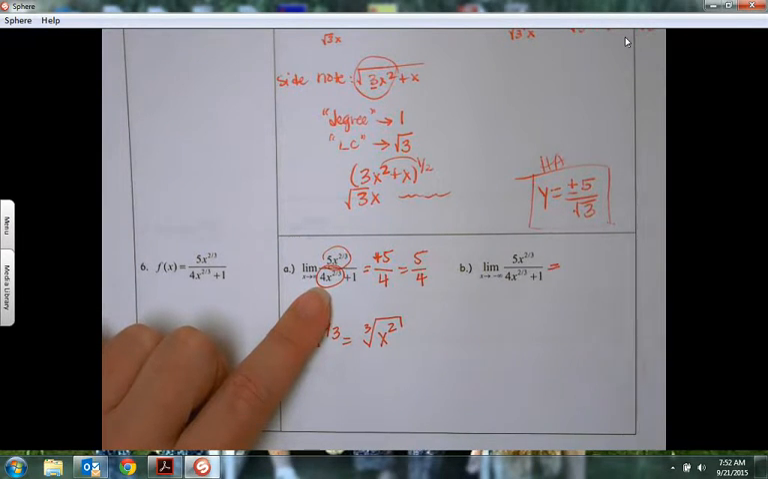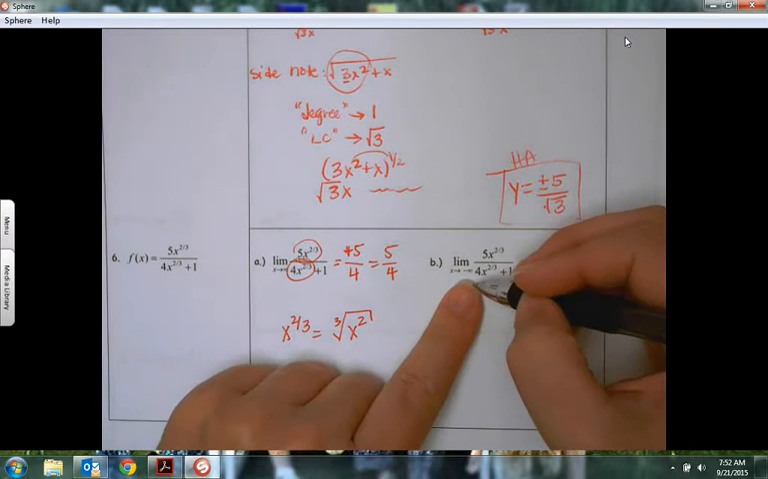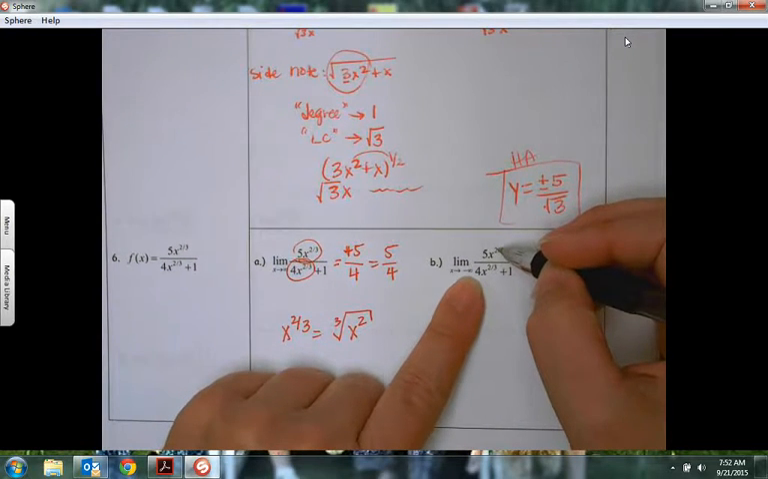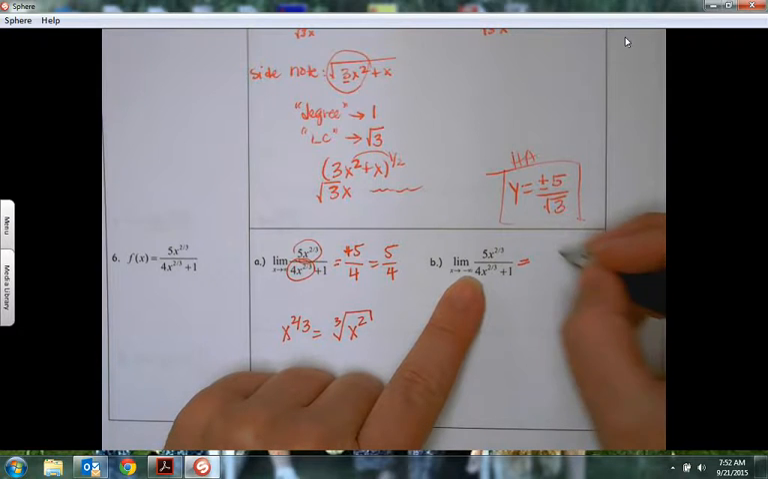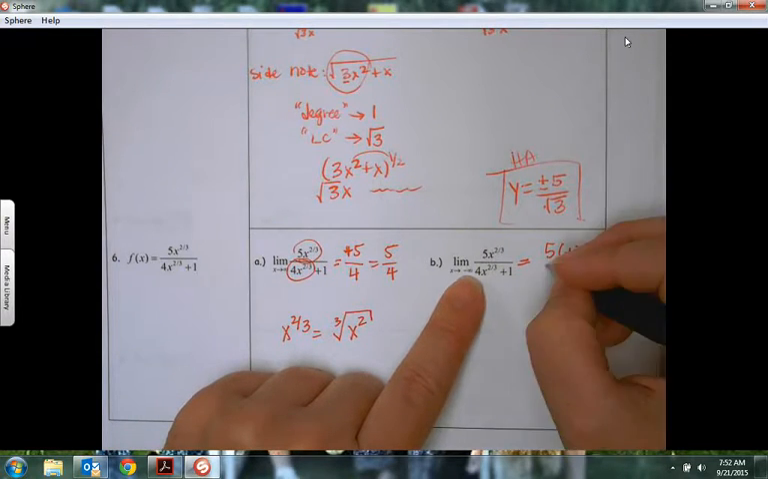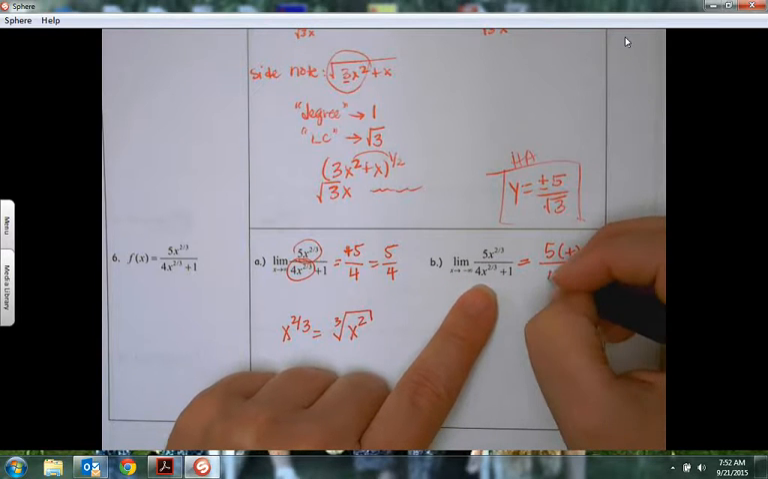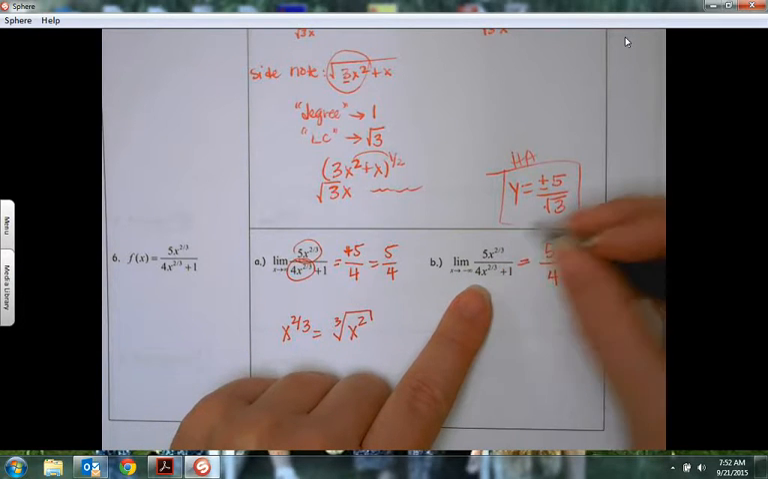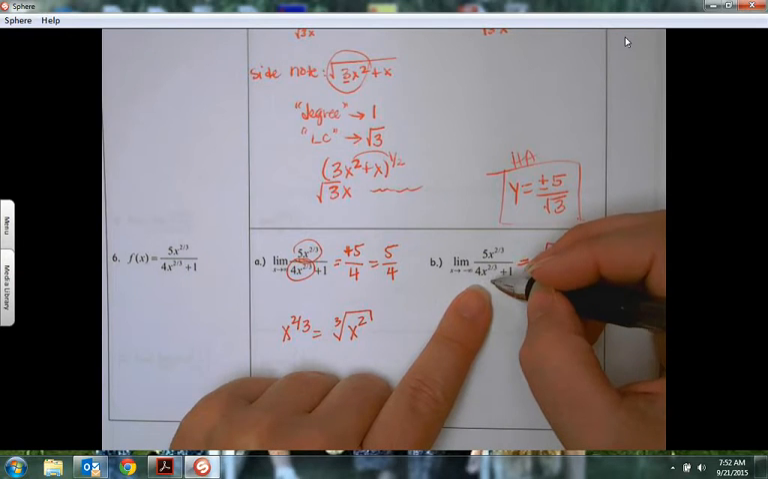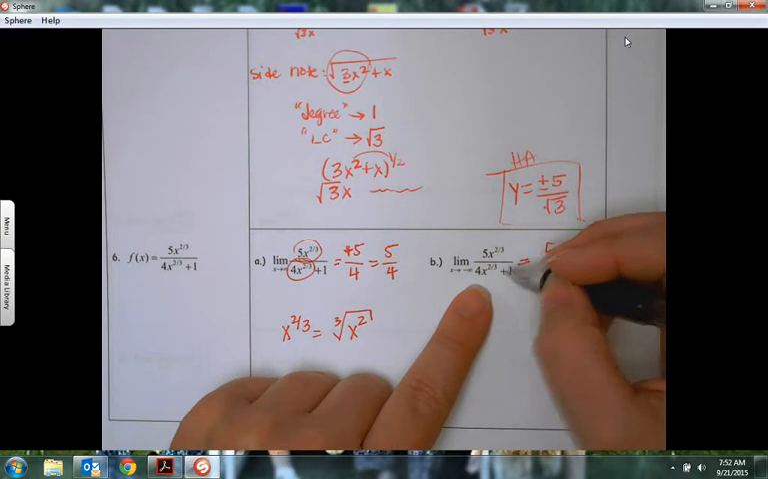Let's try B. So negative infinity squared now turns to a positive. Cube root is still a positive, so I have 5 with a positive. Whereas down here with the 4, it's the same kind of scenario again, so I take a negative and I square it, which is a positive. Cube root is still a positive.